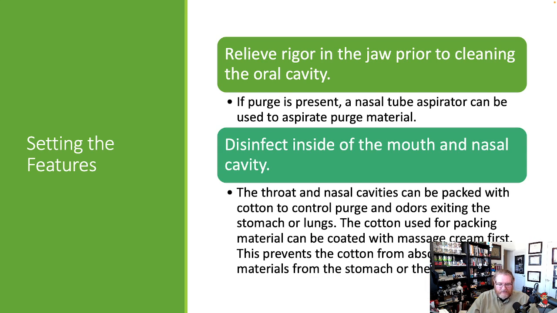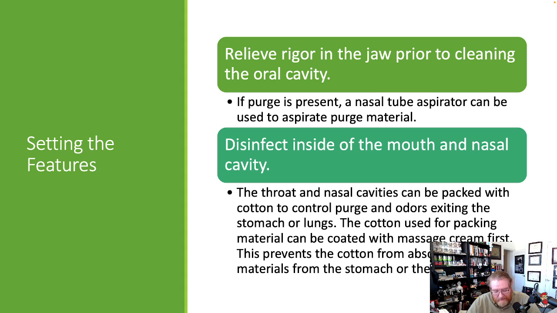If you do, relieve rigor in the jaw prior to cleaning the oral cavity. You want to be able to get in and access as much of the oral cavity as possible. If purge is present, you could use a nasal tube aspirator to aspirate purge material. I'm not going to say you can't do that. I'm saying that, generally speaking, a nasal tube aspirator is relatively useless, especially if you have lots of chunky organic material. So in those type of cases, I have just found that rinsing with water and then using a copious amount of either paper towels or cotton has been very effective, getting everything out.